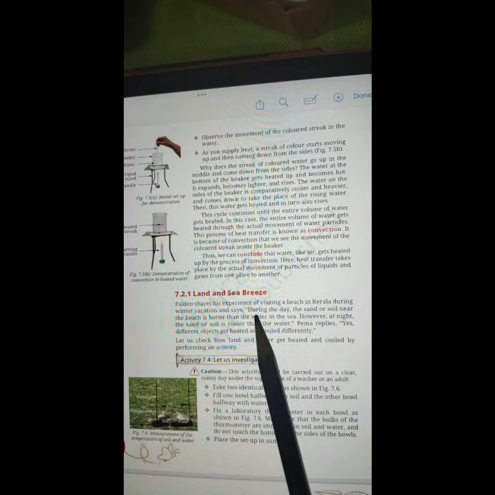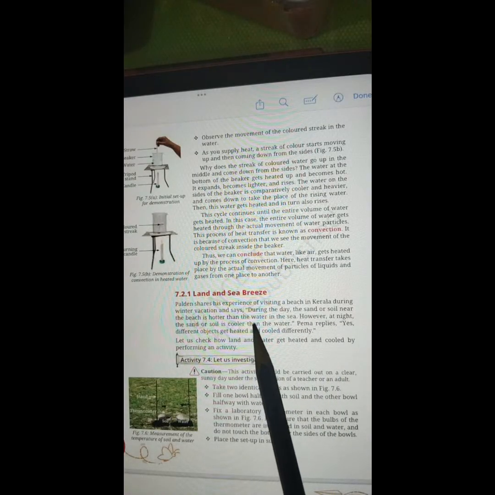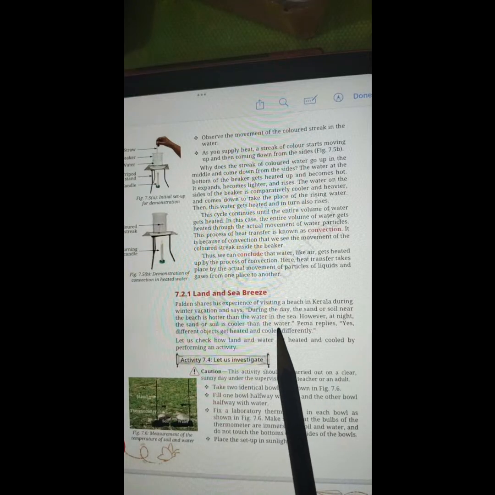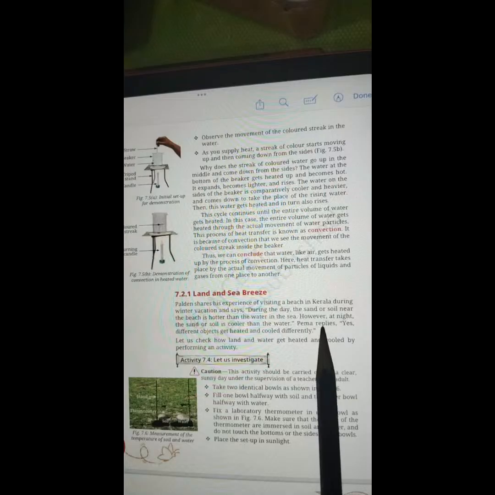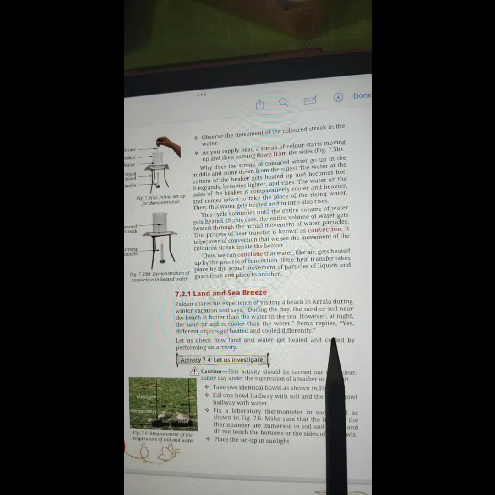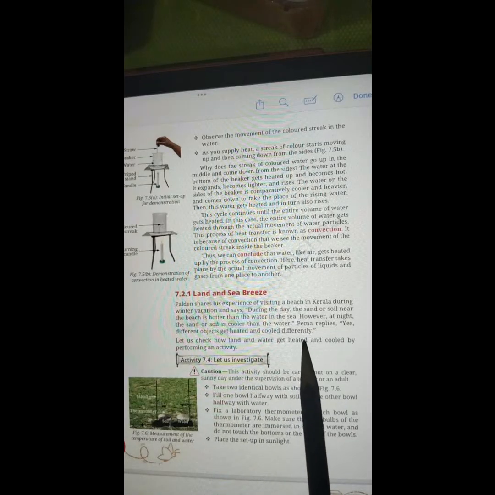7.2.1 Land and Sea Breeze. Palden shares his experience of visiting a beach in Kerala during winter vacation and says during the day the sand or soil near the beach is hotter than the water in the sea. However, at night the sand or soil is cooler than the water. Pema replies, yes, different objects get heated and cooled differently.